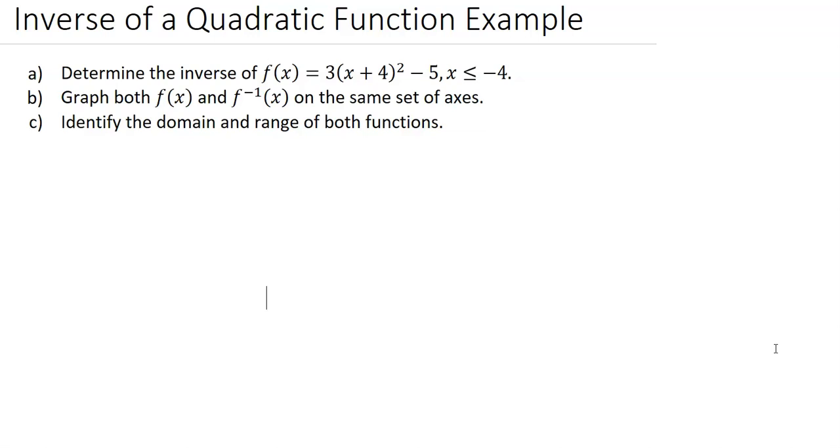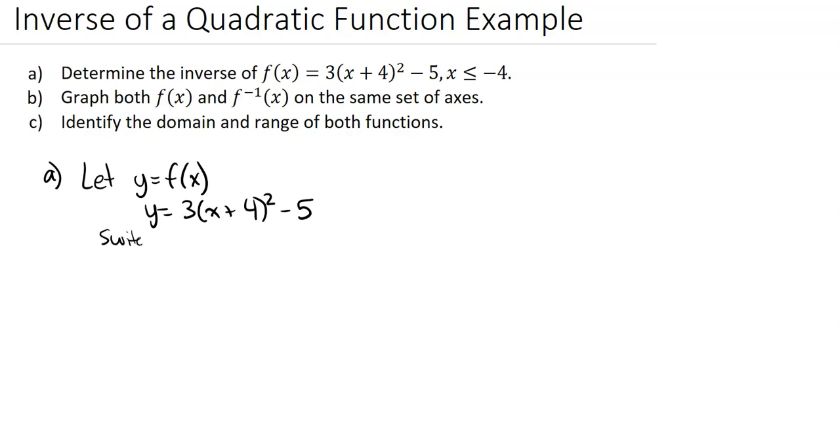And it says graph both f of x and f inverse of x, so that inverse function, on the same set of axes, and then identify the domain and range of both functions. So here we go. Part A is relatively straightforward. We're going to first let y equal f of x, and then switch the variables. So we're going to get y equals 3 (x plus 4) squared minus 5. There is a misconception coming up, so bear with me here, even if we find it fairly straightforward.